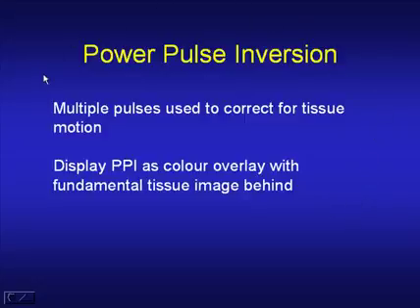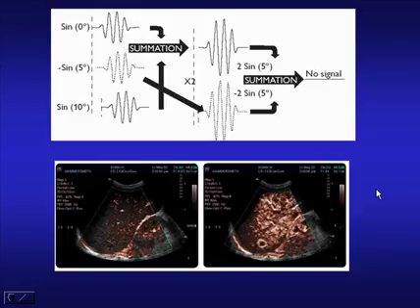This has been extended into techniques varying from manufacturer to manufacturer. One is called power pulse inversion, where instead of just using 2 pulses to cancel out the signal, multiple pulses are put in, which can also correct for tissue motion. And these are displayed as a color overlay with the fundamental tissue image behind.